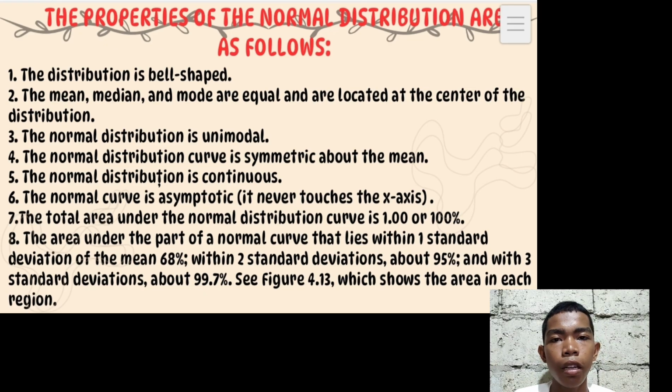Number 7, the total area under the curve is 1 or 100%. If you add up everything under the curve, it represents all the data, 100% of the values. Number 8, the area within the standard deviations. Most of the data falls close to the average. About 68% of the data is within one standard deviation of the mean. About 95% is within 2 standard deviations. About 99.7% is within 3 standard deviations.